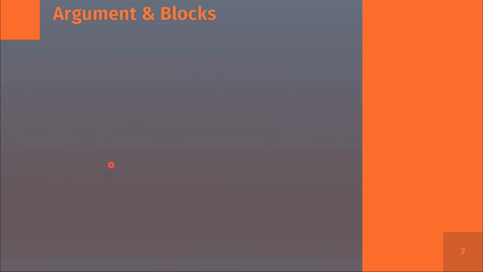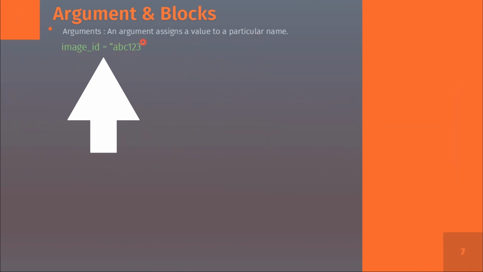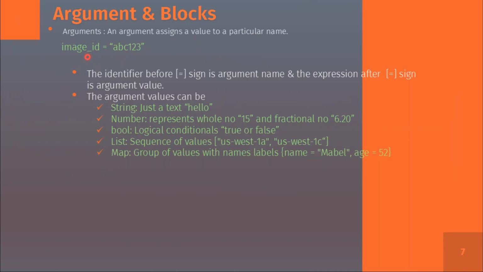What are arguments and what are blocks, we are going to discuss in this slide. Arguments assign a particular value to a particular name. If you see here, we have two things: image_id, and on the right side, abc123. This complete thing we can call an argument. We have one identifier, that is equals to. Whatever is on the LHS, that is image_id, we can call the argument name. Whatever is on the RHS, that is abc123, we can call the argument value.